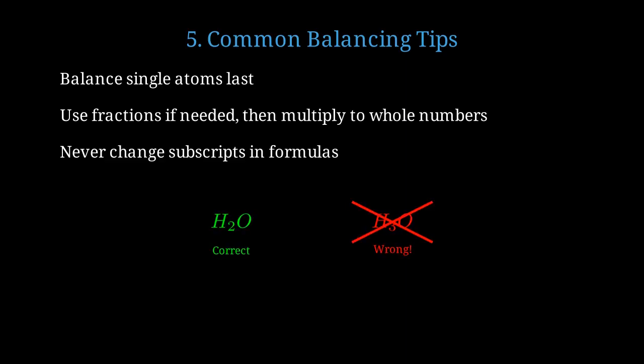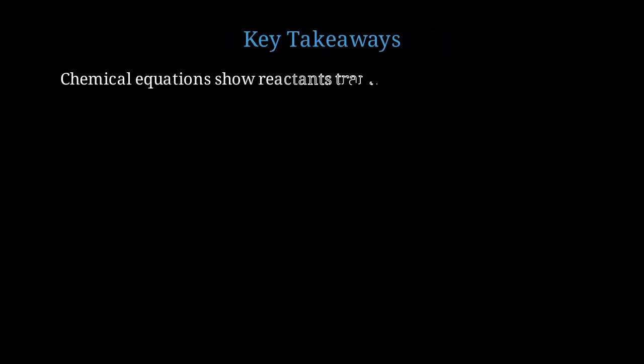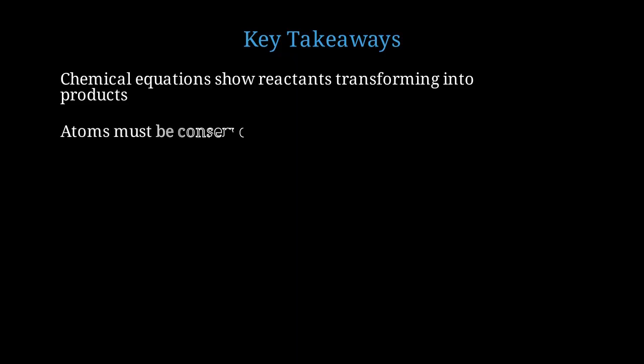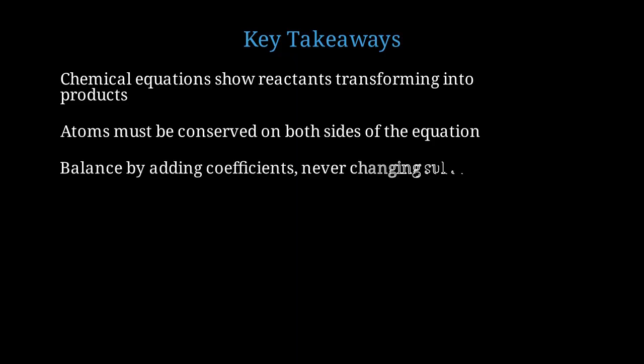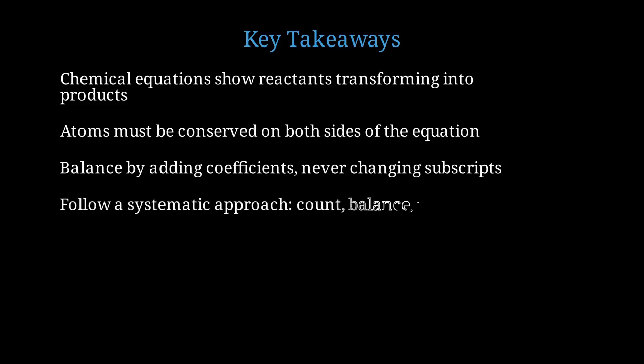Only use coefficients. Let's review the key points about balancing chemical equations. Chemical equations represent how reactants transform into products during reactions. The number of atoms of each element must be equal on both sides due to conservation of mass. Always balance by adding coefficients in front of formulas, never by changing subscripts. Use a systematic approach. Count atoms, add coefficients to balance, then verify your answer.